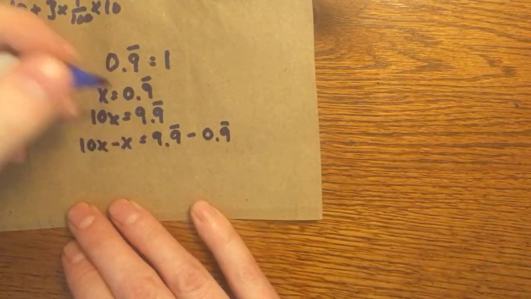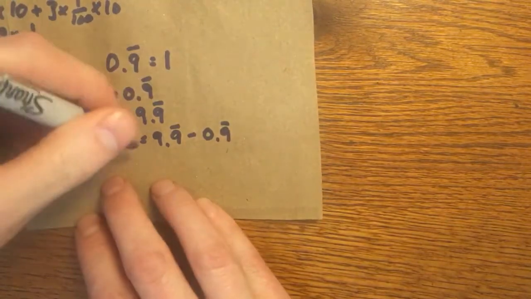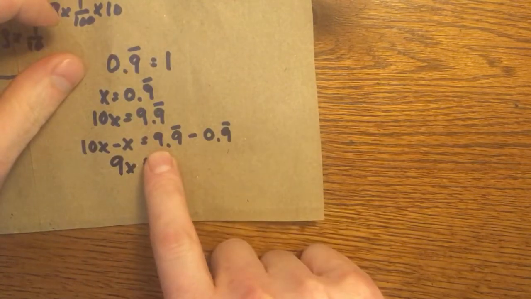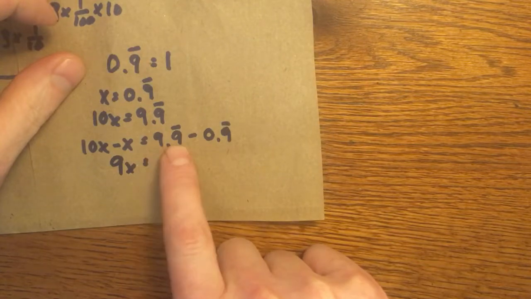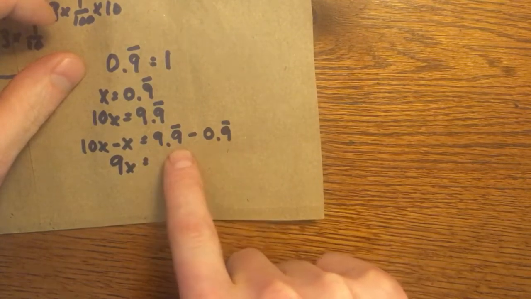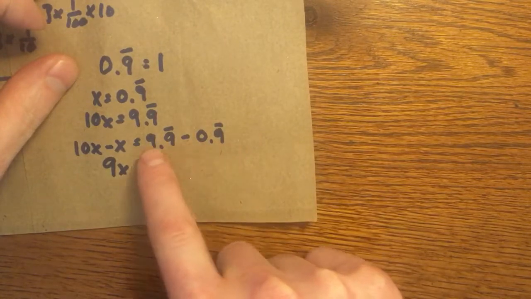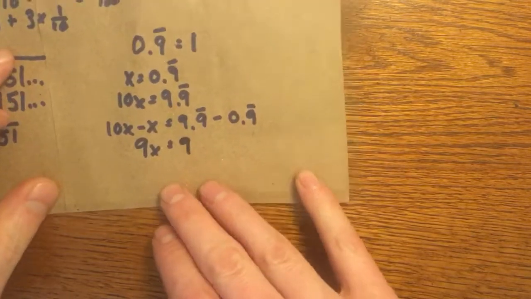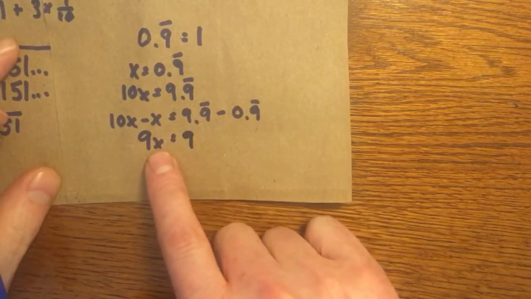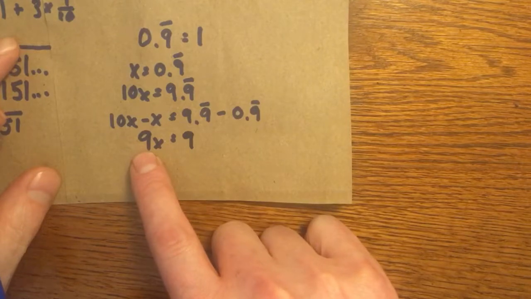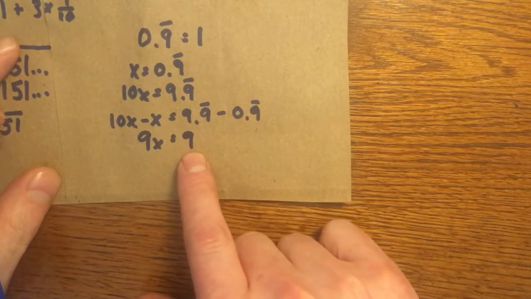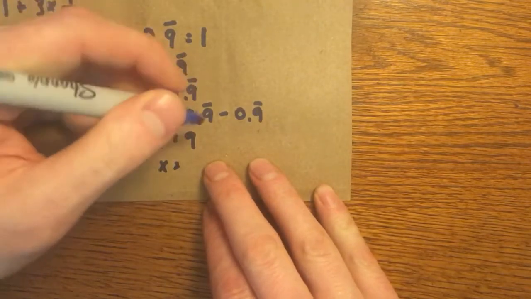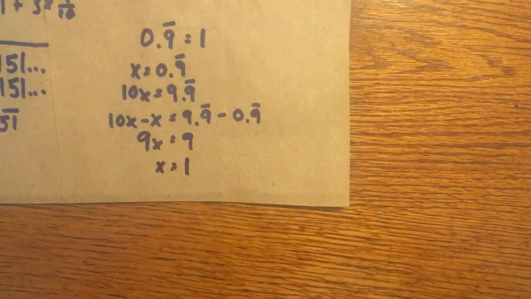Well, here we are. 10x minus 1x is 9x. And in this case, the repeating parts cancel away, leaving 9 minus 0, which is 9. And what's the number that we can multiply anything by and hope to gain the same number with which we started? It's 1.